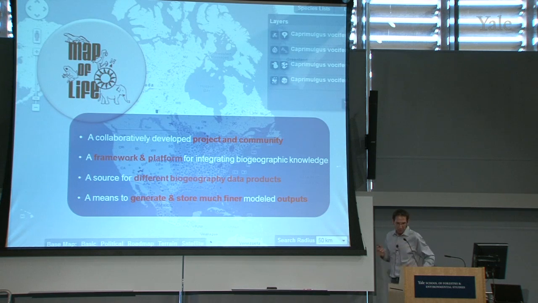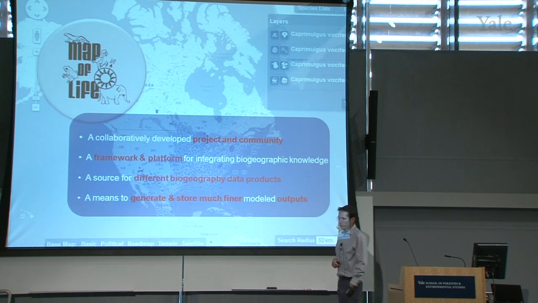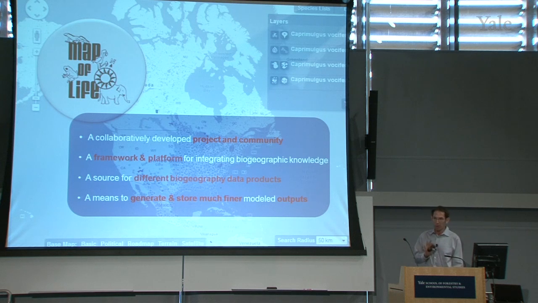So I wanted to just briefly come back to Map of Life. Walter brilliantly touched on much of what makes Map of Life work and how it works. I'm just going to cover some of the parts and pieces that he didn't get a chance to cover in full detail. It's clearly a collaboratively developed project and community and a framework and platform for integrating biogeographic knowledge. And it's a means to also generate and store much finer modeled outputs.